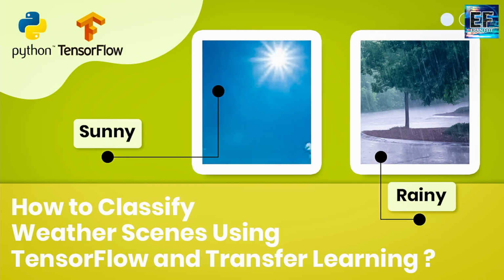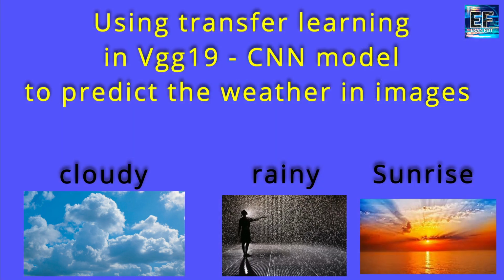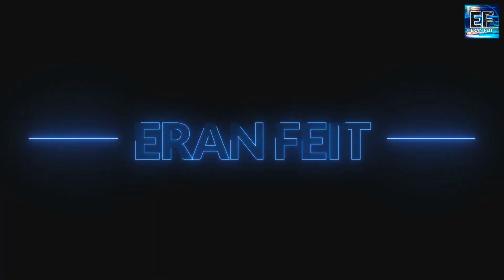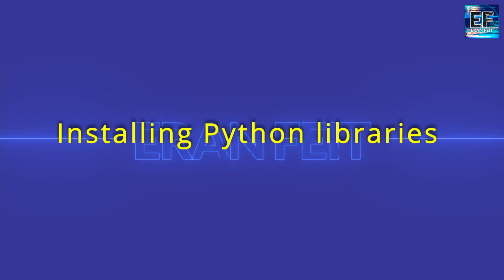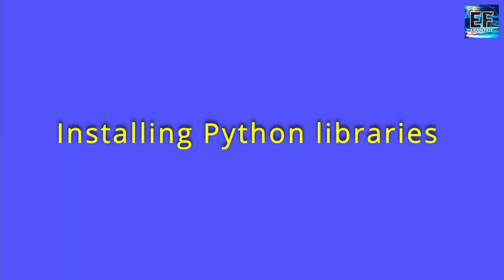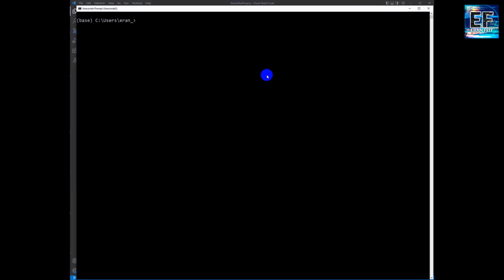Hi, this is another tutorial to classify weather images, but this tutorial is based on the VGG19 network. So basically we are going to install Python libraries, and after the installation we are going to take the out-of-the-box VGG model, change the last layer, and transform it to our requirements.